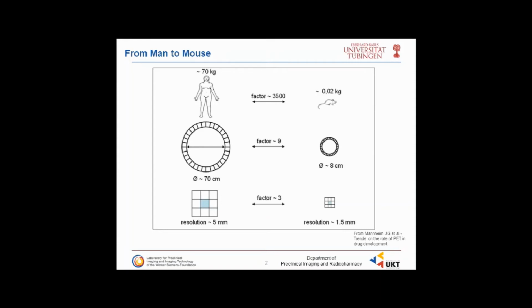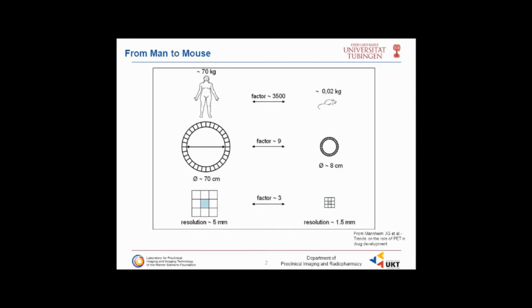However, if we consider the scanner, a clinical scanner has a gantry of 70 centimeters, a small animal PET scanner usually has a gantry of 8 centimeters. We win a little bit in sensitivity by reducing this gantry size, so we detect more gammas the closer we are to the object. However, as you see, the maximum we gain here is a factor of 9.